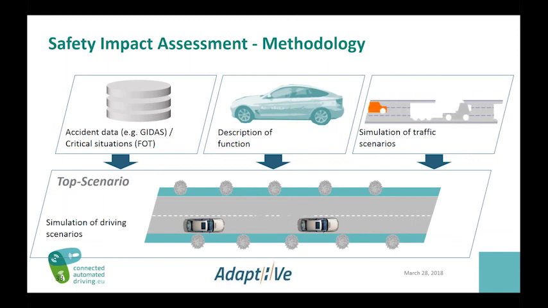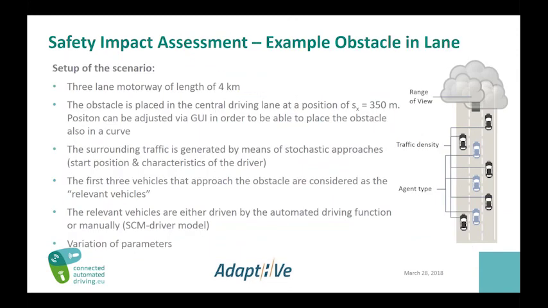And in the next slide, I have one simple example for such a top scenario. You can see it here on the right side. This is called obstacle in lane. So we have a scenario of a 3-lane motorway. Here in the example, it's 4 kilometers long. And there's an obstacle placed in the central driving lane in a position in front of us. So somewhere outside the viewing range of the sensors.